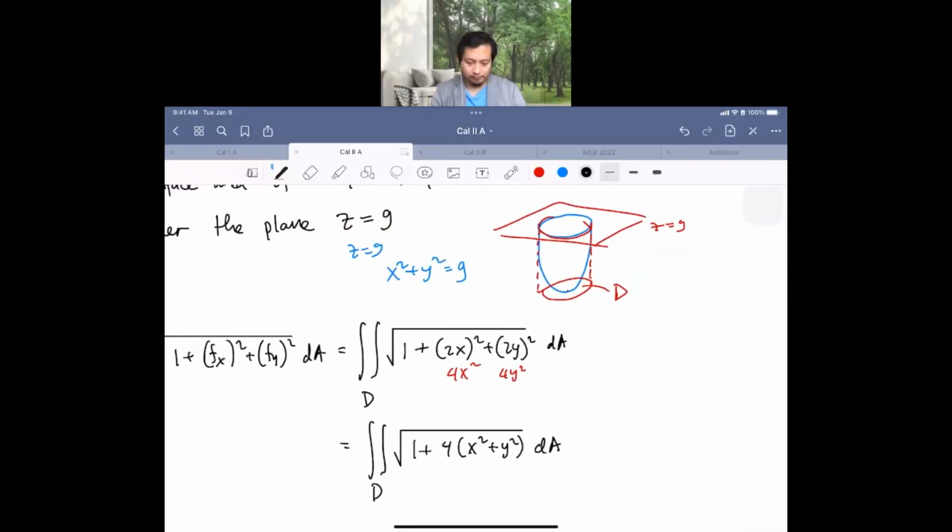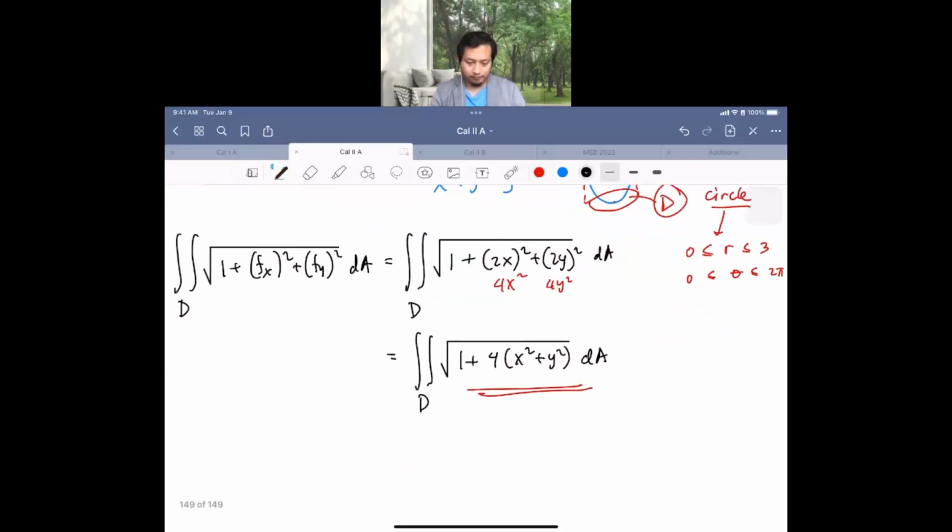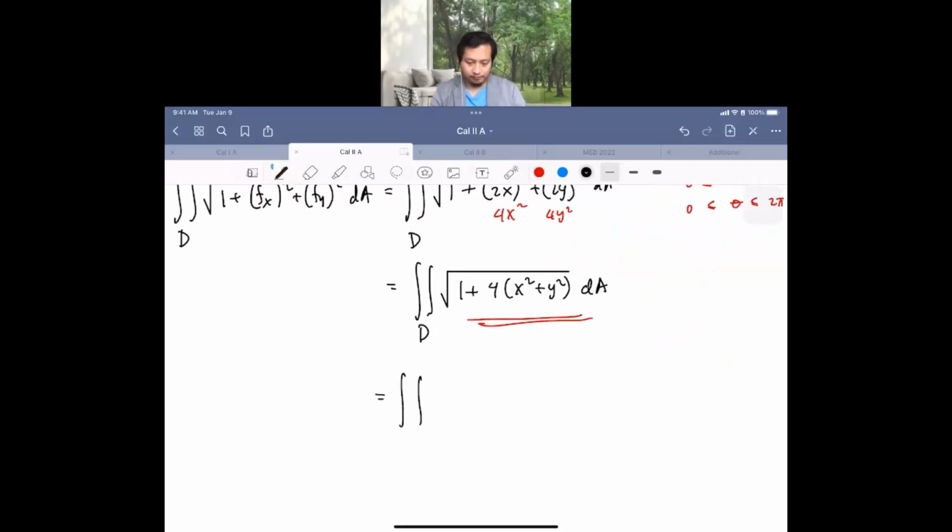Okay, now if we look at D, because it's a circle, and we have this equation, we have more simplification if we do the polar coordinates. Okay, so let's convert to polar. So in the circle, the radius is from 0 to 3, and theta is from 0 to 2 pi. So you could write down and change everything to polar: 0 to 2 pi, 0 to 3, and this could be 1 plus 4r squared, and then r dr d theta.